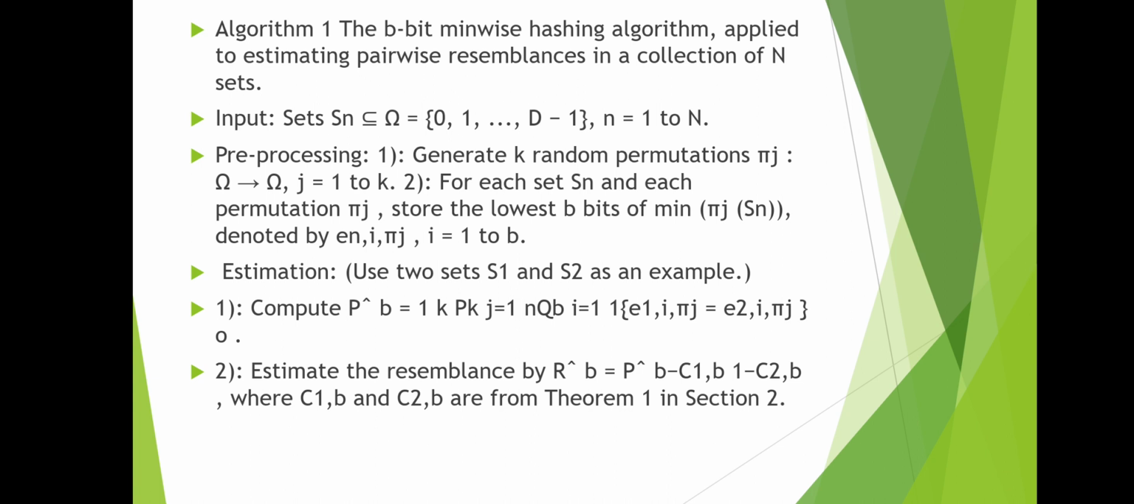Estimation. Use two sets S1 and S2 as an example. Compute P b equal to 1 by k times the sum over j equal to 1 to k of the product over i equal to 1 to b of the indicator that e 1, i of pi j equals e 2, i of pi j. Estimate the resemblance by R b equal to P b minus C 1, b, divided by 1 minus C 2, b, where C 1, b and C 2, b are from theorem 1 in section 2.